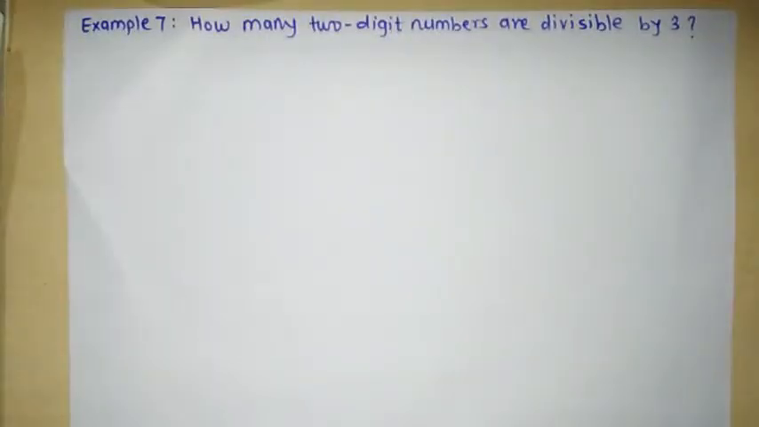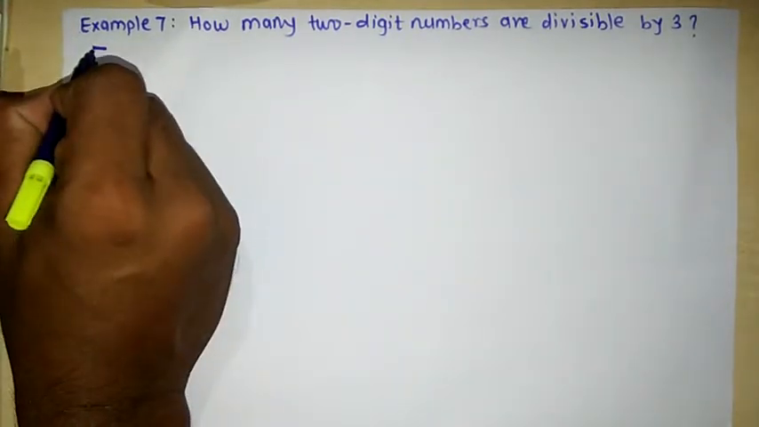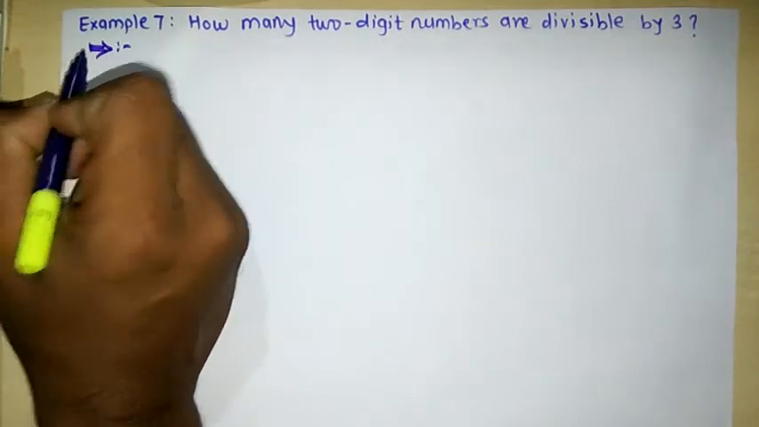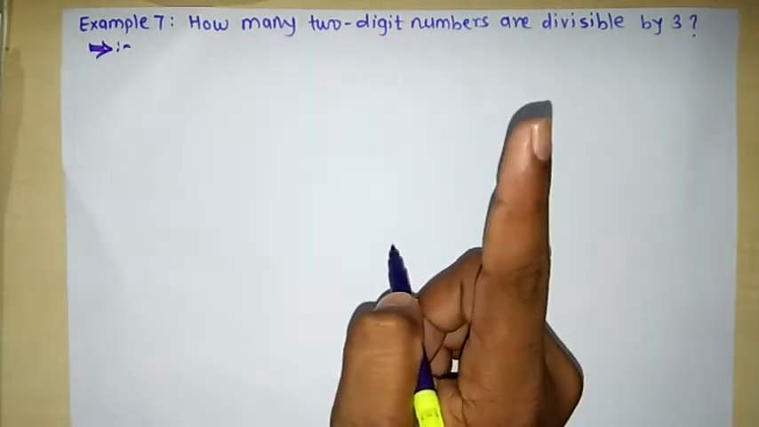Now we will see example number 7. In example number 7, what we have to find? We have to find how many two-digit numbers are divisible by 3. Let us see the solution. Here we have to find the total number of two-digit numbers which are divisible by 3.